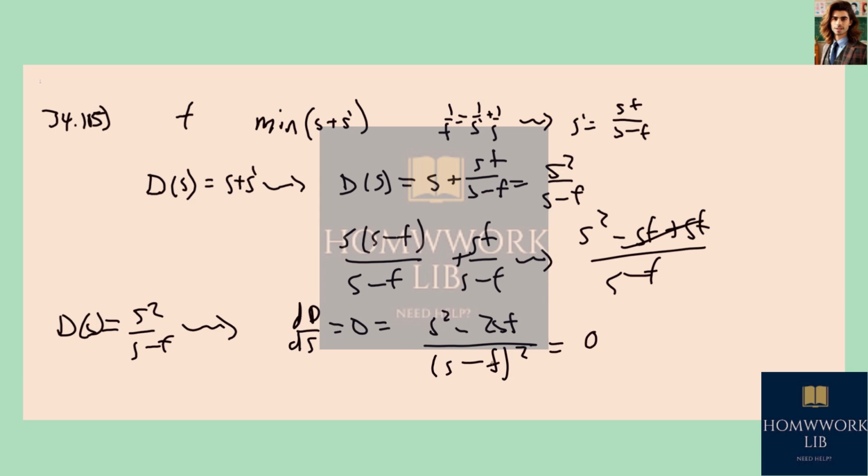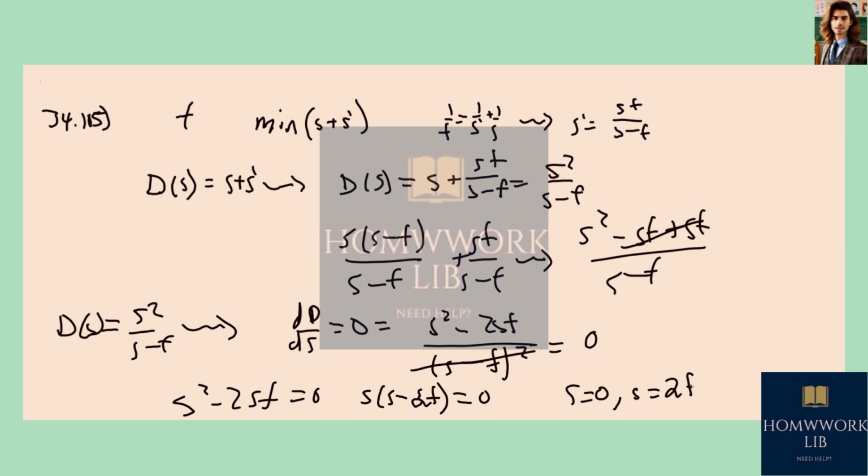We have to set this equal to 0. So if we set this equal to 0, we know the denominators can go away. And now we're left with s squared minus 2sf equals 0. How do we solve this? Well, we factor it to s times s minus 2f equaling 0. So the solutions here are s equaling 0 or s equaling 2f. But the key here is we know that s has to be greater than f. So we can automatically throw out the first one. So we know that s here is 2f.